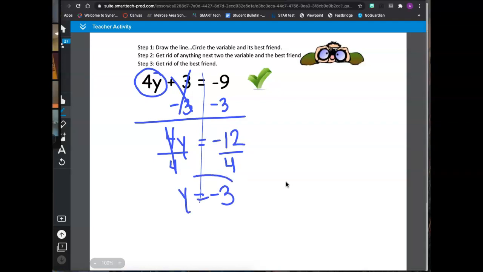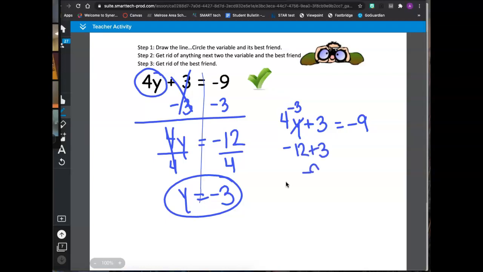So there's your answer. Again, you can check it. 4y plus 3 should equal negative 9. I'm going to replace the y with negative 3. So 4 times negative 3 is negative 12 plus 3, and negative 12 plus 3 is negative 9. So it works.